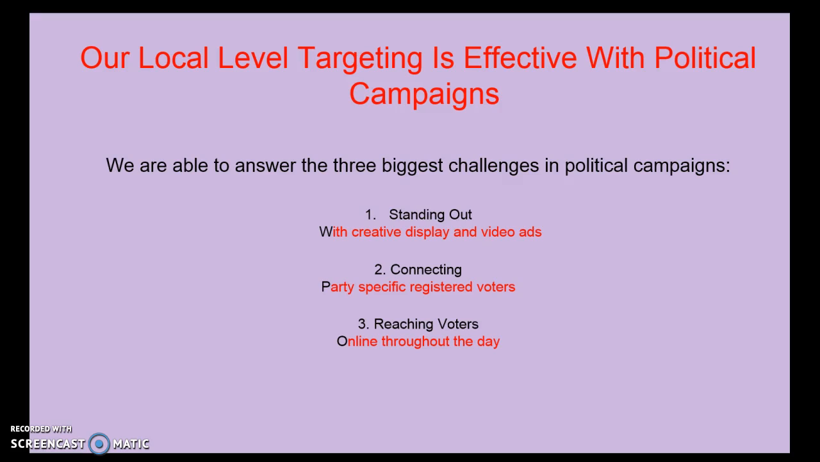Number 2, connecting party-specific registered voters. So based on the list that's provided, we again go down to the IP level, figure out who is on these particular lists, what their parties are, what their affiliations are, and then we target them accordingly based on the creatives that are developed. Then number 3 is reaching voters online throughout the day. So this technology, these impressions are sent out any time of day. We track them, we show who goes there, and everything like that.